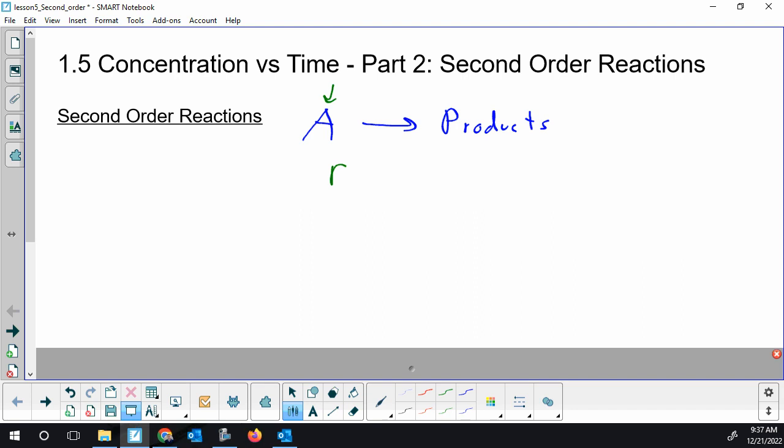So what we're doing only works when the rate law is k times the concentration of one chemical squared. Second order overall.